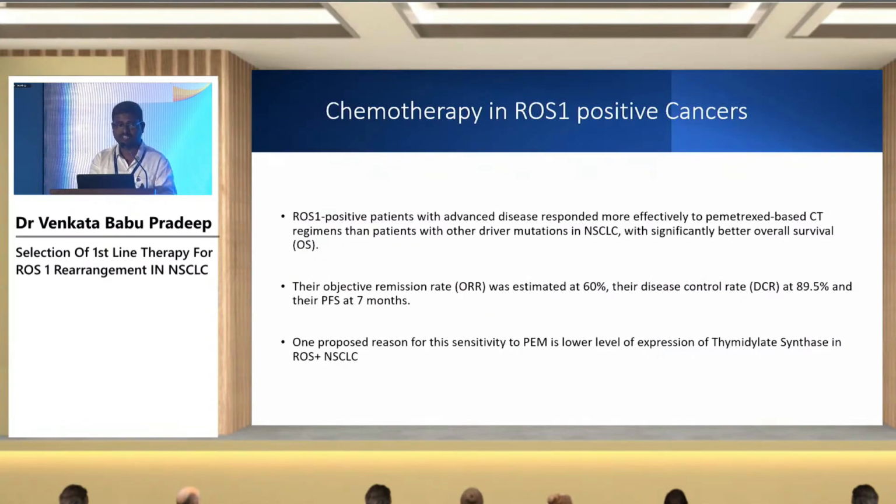The reason explained is that ROS1-positive NSCLCs have lower expression of thymidylate synthase compared to the other subsets. So pemetrexed-based regimens, when there is no option of targeted therapy, seem to be a reasonable option. So with this, I conclude my talk.